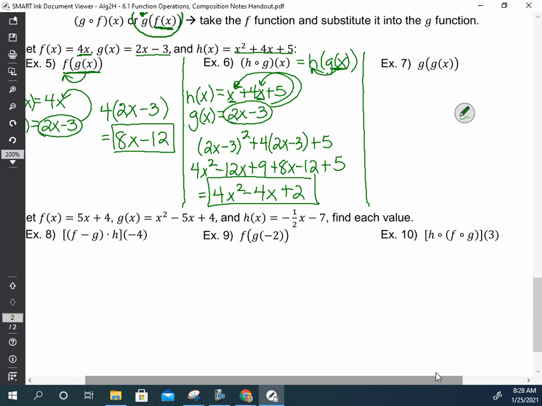Example 7. G of g of x. There is no rule that says that you cannot plug a number and plug a function into itself. You can take a function and plug it into itself. So we're going to take the g function and plug it into the g function. So we're going to take 2x minus 3 and plug it in for x. There's no rule that says we can't do that.